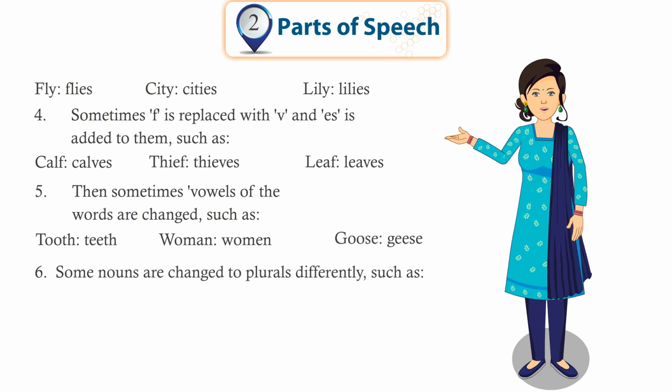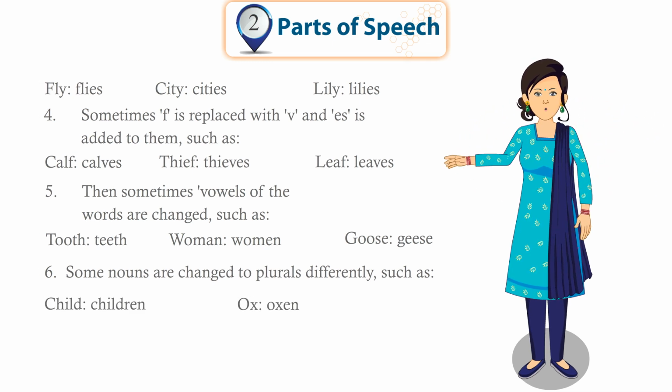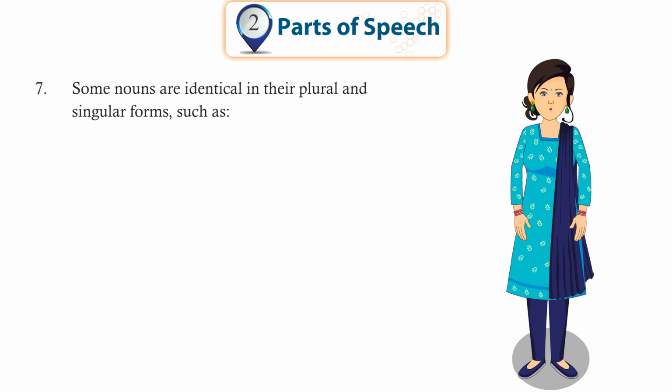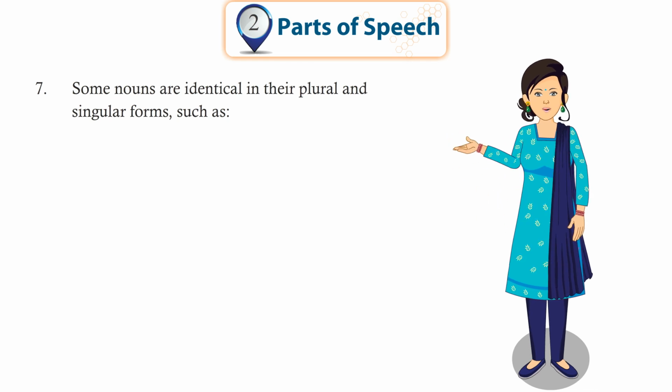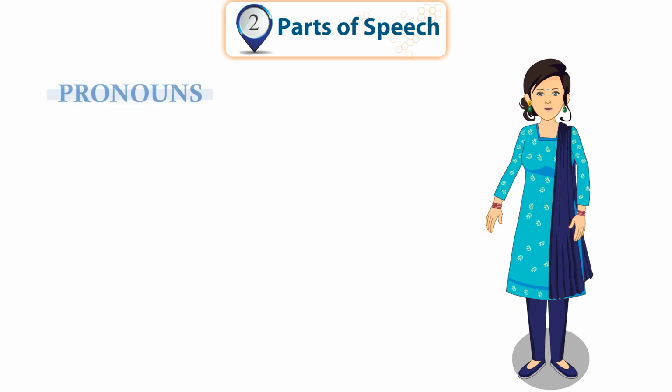Some nouns are changed to plurals differently, such as child, children, ox, oxen. Some nouns are identical in their plural and singular forms, such as sheep, sheep, series, series, news, news.